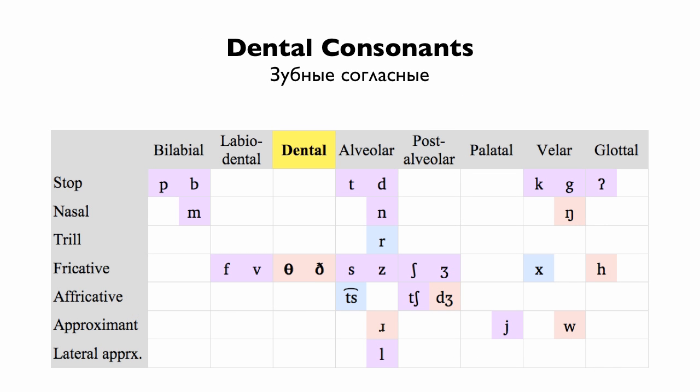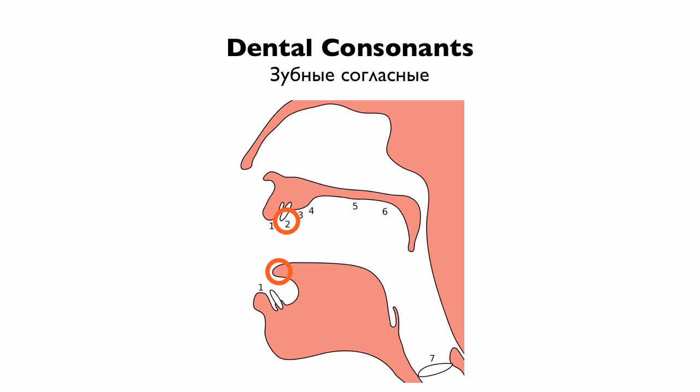The third column in our chart is for the dentals. Dental consonants include the English sounds th and the. These are the first sounds we've seen that don't occur in Russian. Dental consonants are made with the tongue and the upper teeth. Listen to the following words and try to mimic the pronunciation of the dental consonants by placing the tongue against the upper teeth.